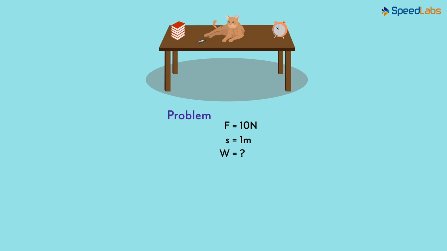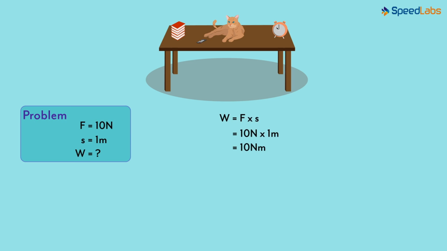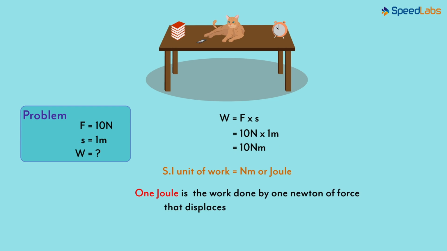Since the force acts on the object through displacement, we multiply the value of the force with the value of displacement. So multiply 10 with 1 and we get 10 Newton meters as the answer. So is the answer complete here? Not exactly. The SI unit of work is Newton meter or joule. How can we define joule then? 1 joule is the same as the work done by 1 Newton of force that displaces the object by 1 meter. So from our current exercise, when we get an answer of 10 Newton meters, we can also say that the work done is 10 joules.